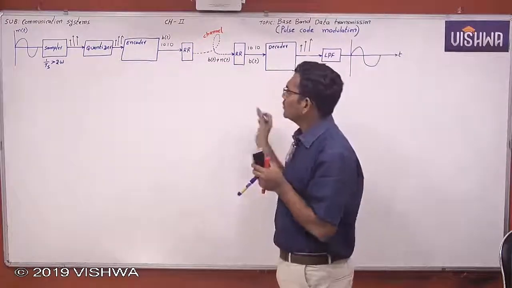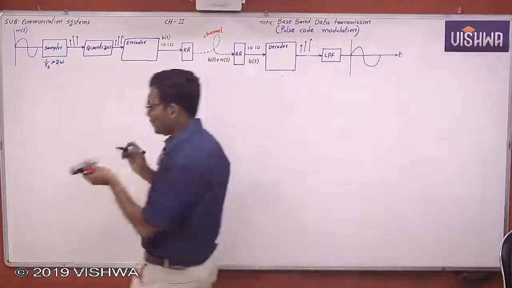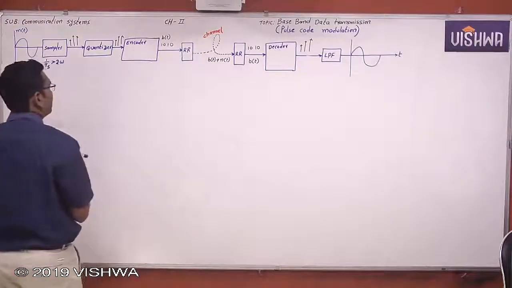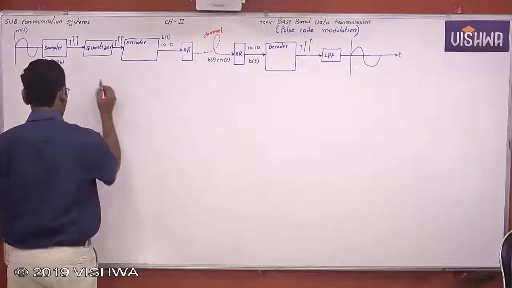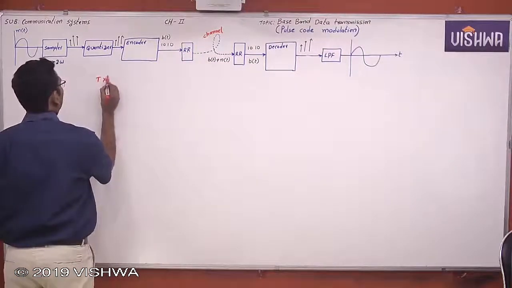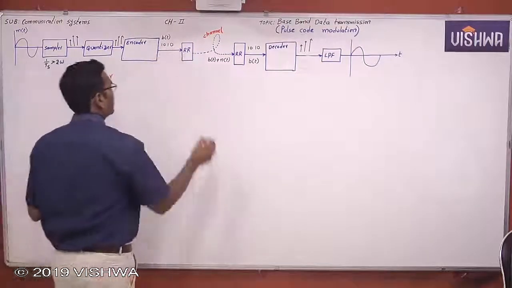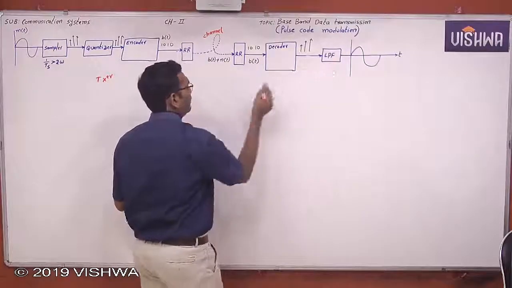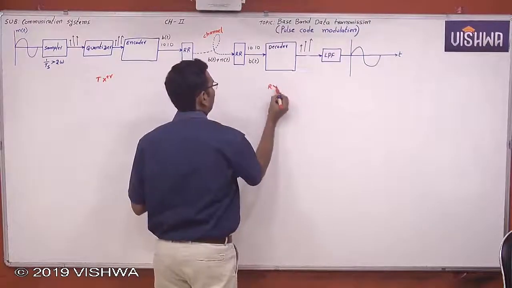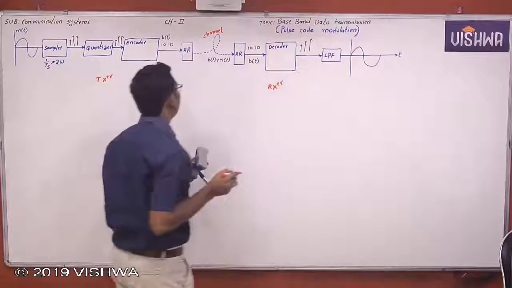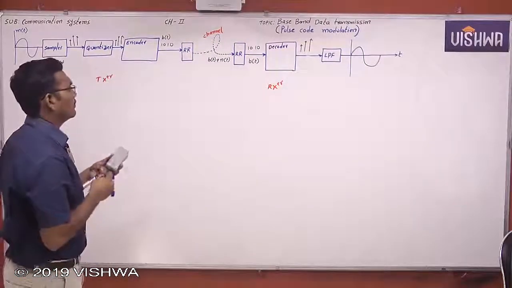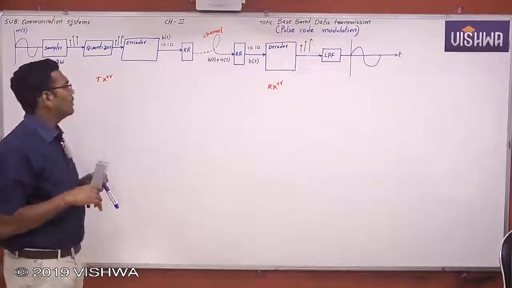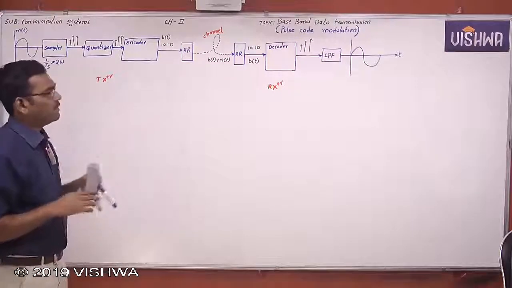I hope you understand. This portion is the transmitter, and the transmitter output is ones and zeros, which pass through the channel, and finally this part is the receiver. Clear or not? This is the transmitter and receiver.